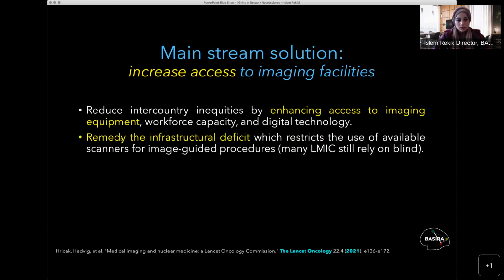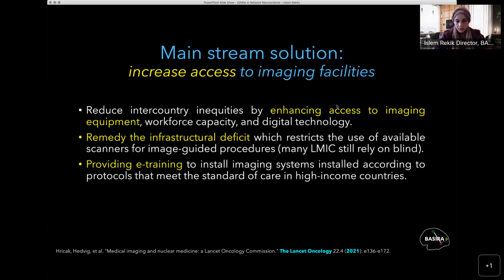So another thing is to remedy the infrastructural deficit. So trying to bring these scanners to these countries. But as I said, many of these low middle income countries rely on blind, which means they don't even have imaging and they go fully invasive, trying to understand what is the disease that they're having without any imaging. And this is not something, it's really hard. It could be very difficult, particularly for practitioners in those countries, to do the diagnosis properly.